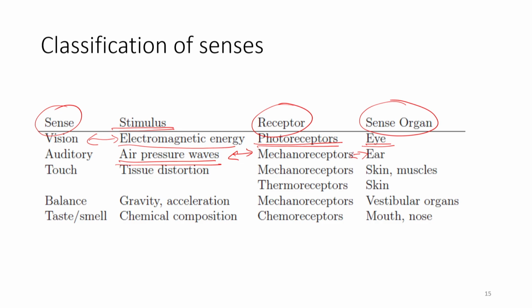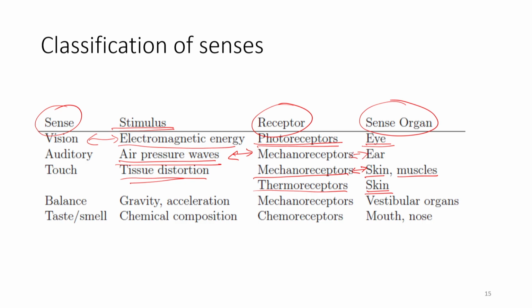For our touch, it is the distortion of our tissue that is giving us the stimulus, and for that we have two types of receptors, mechanoreceptors and thermoreceptors. When we touch objects, we can sense their temperature and also we can sense the pressure that they are generating on our body. The mechanoreceptors are present in the skin and in the muscles, and the thermoreceptors are mainly present in the epithelial outer layer of the skin.